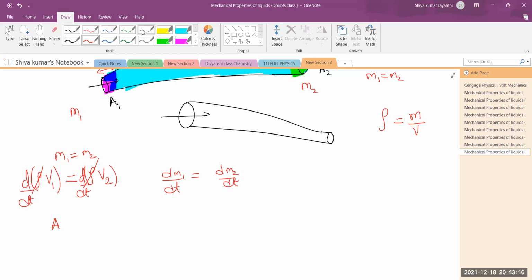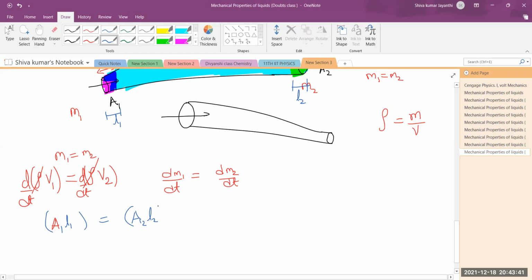Area into length. You can very clearly see here, the fluid has traveled a distance L1 at entry, and it has come out traveling a distance L2. They are not the same. Is it or not? So A1 area, L1 length. Here A2 area, L2 length. We have to differentiate on both sides. Is the area changing or what? No. What is changing on both sides? Length is what is differentiable. So dl by dt is that which is differentiable.